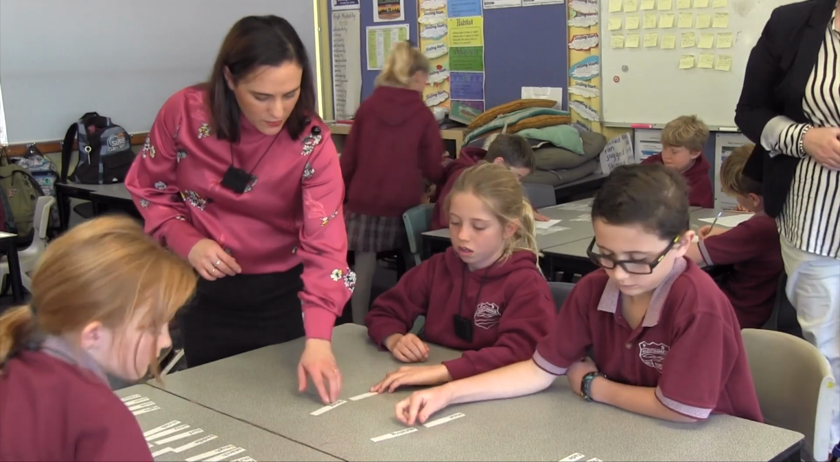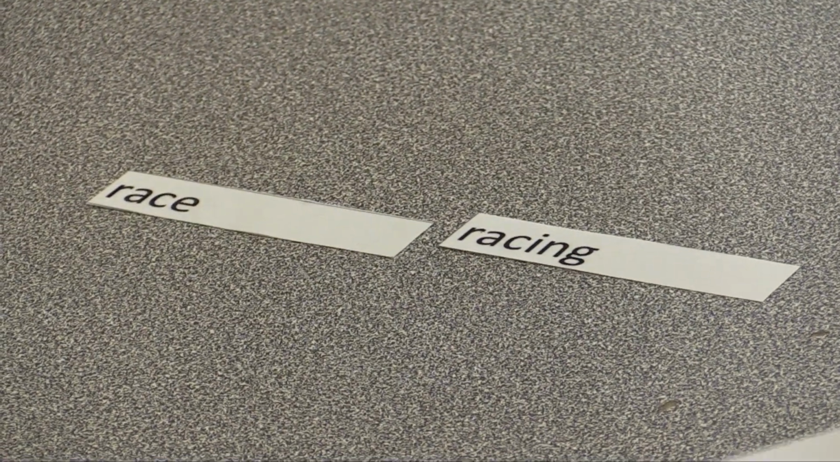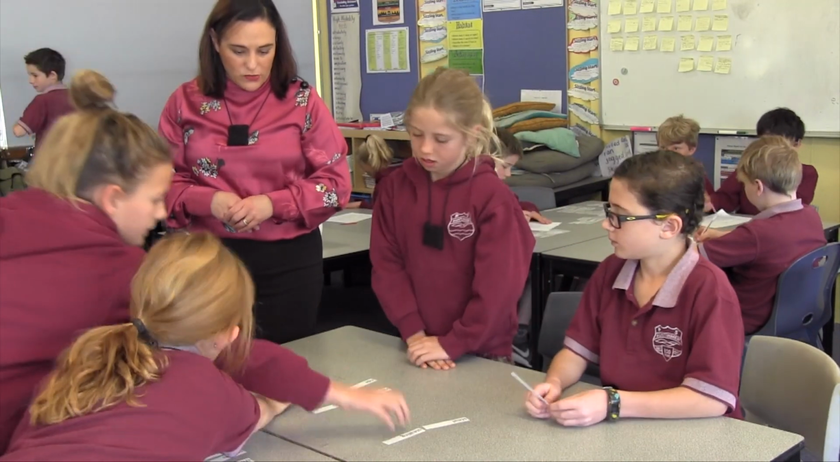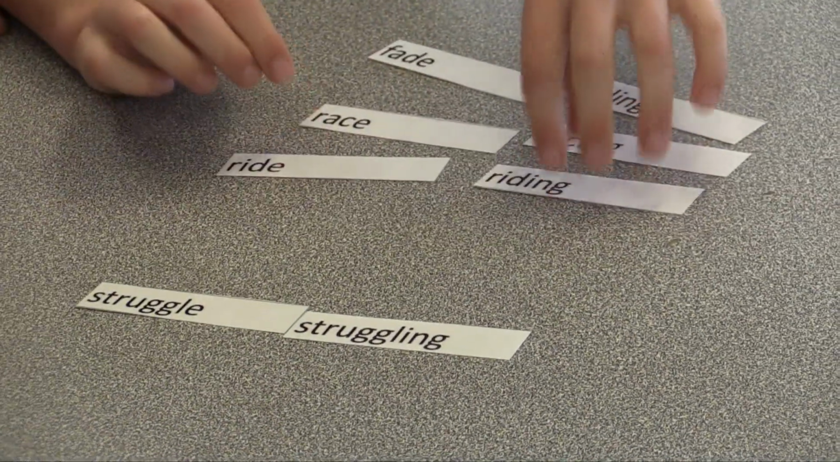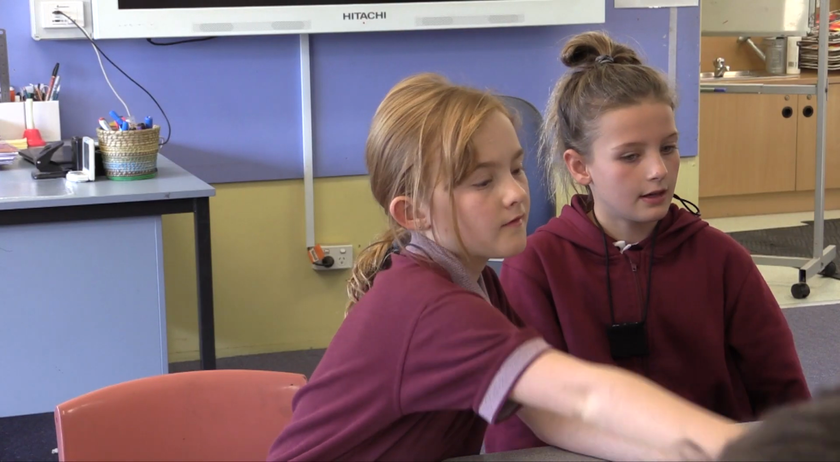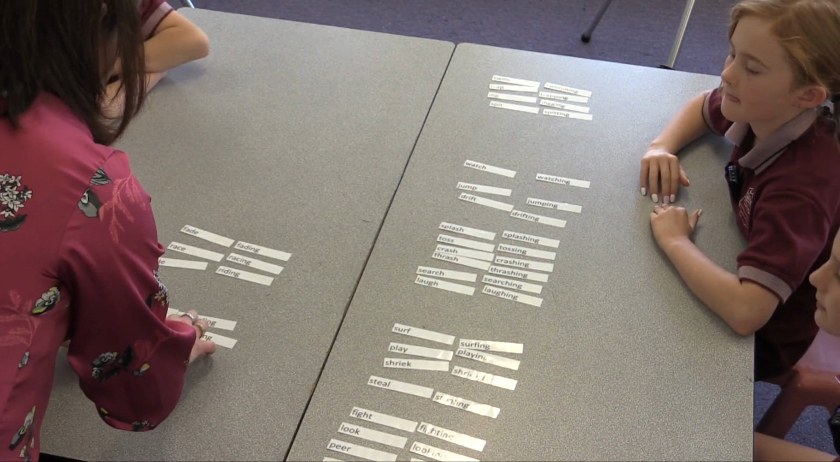So if the base word has a long vowel and it ends with an E, what do we need to do? Drop the E and add ing. Okay, struggle has an E at the end too, doesn't it? Okay, paddling, where should that go? Over there. Okay, I'll move that. Can you tell me why paddle and paddling need to fit into this category? Because it ends in an E, and you drop the E and add ing. That's right. So if the base word ends in E, I need to drop the E and add ing.